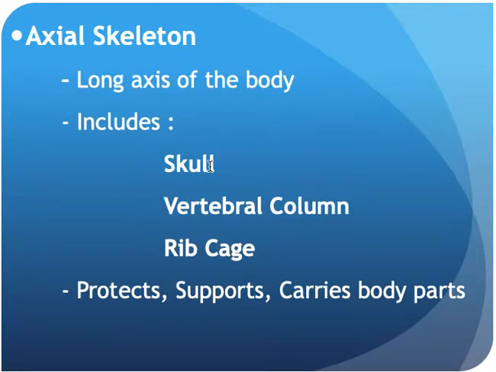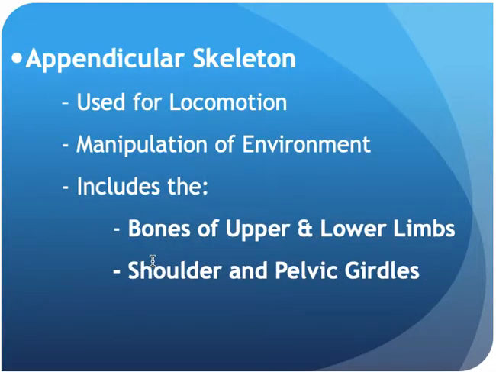Okay, and the axial skeleton, again, was the long axis of the body, so skull, vertebrae, rib cage. It protects, supports, carries body parts, but again, the main function of that axial skeleton is to protect the brain, the organs, and the spinal cord. And we looked at the appendicular skeleton.